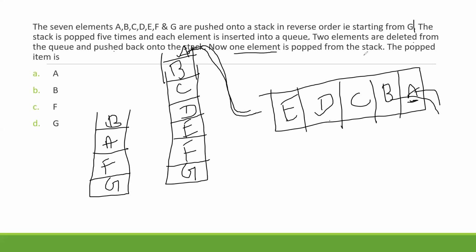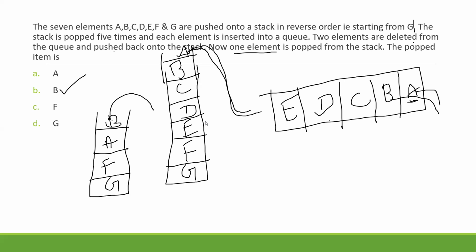So I'm going to take one popped element. What is the popped item? The popped item is the last element from the stack, so last in, first out. So B I'm going to take. So B is the answer. There are also some previous questions. Next one we are going to see.